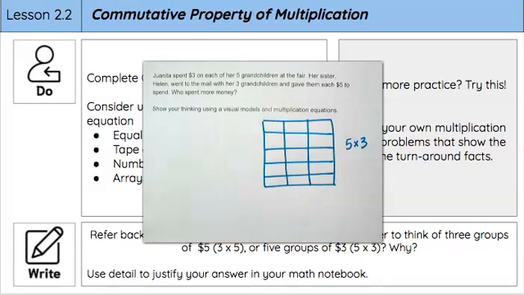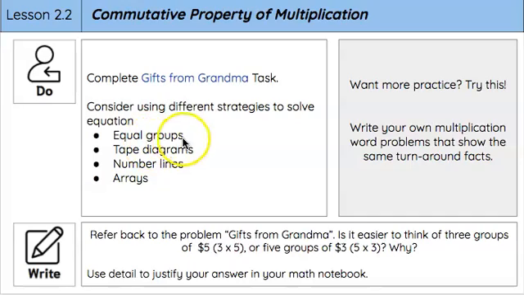Here's some other examples of visual models you can use. You can draw equal groups, you can use tape diagrams, you can use number lines, and finally an array, which is what I modeled for you. If you want more practice, write your own multiplication word problem that shows the same turnaround facts. So, for example, instead of 5 times 3 and 3 times 5, you might do something like 2 times 4 and 4 times 2, but create a word problem that represents those equations.